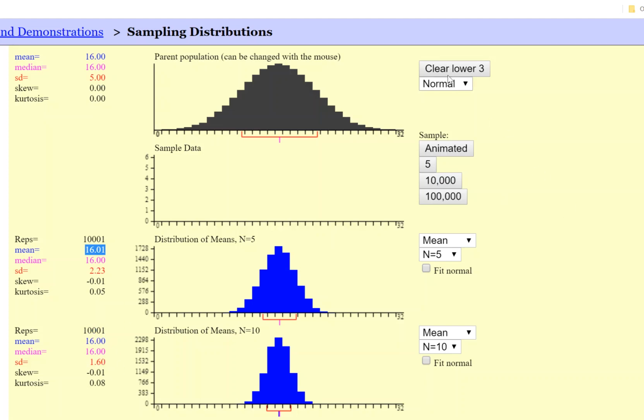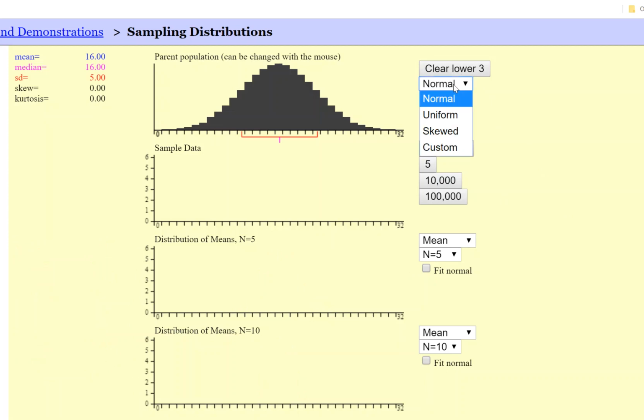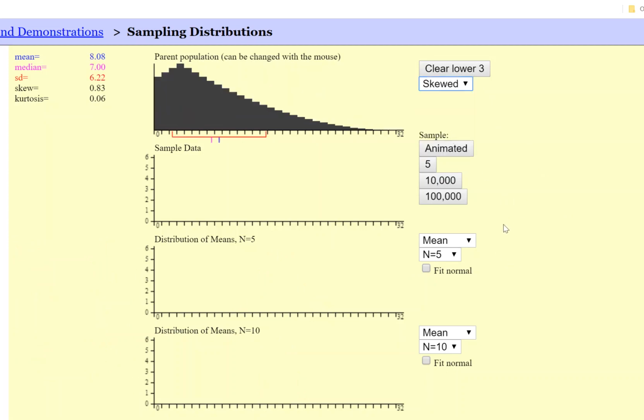Notice the spreads, much, much, much smaller, aren't they? Oh yeah, so I'm going to clear the lower 3, and I'm going to start with something that's not normal. I'm going to start with something skewed. All right, so I'm going to keep doing the same thing, 5 and 10. Let's just animate one of them real quick so you can see what happens.